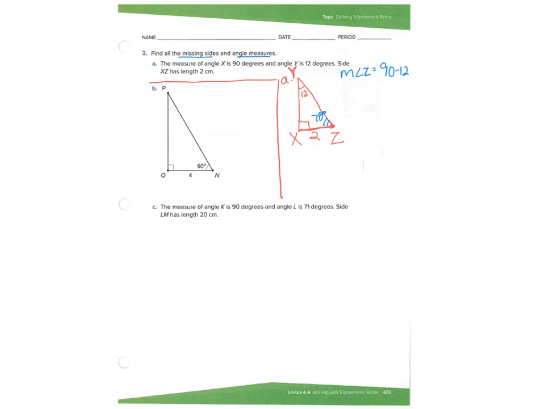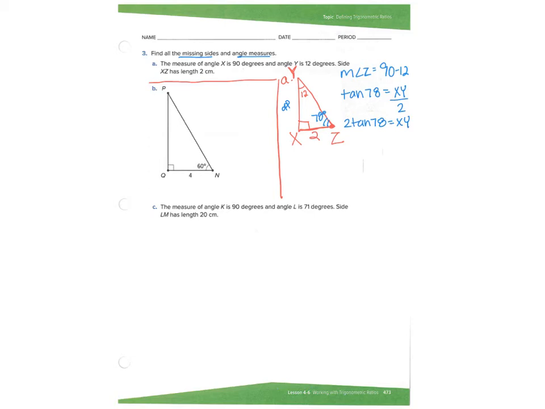So I'm going to first solve for my XY, and I'm going to use my 78 degree angle, which means I'm going to write a tangent equation, because XY is the opposite side from my 78 degree angle. So tangent of 78 degrees is equal to my XY, which I don't know, over my adjacent side, which would be my 2. That's my side touching my angle Z. So I would multiply my 2 over, and 2 times tangent 78 should be equal to XY.